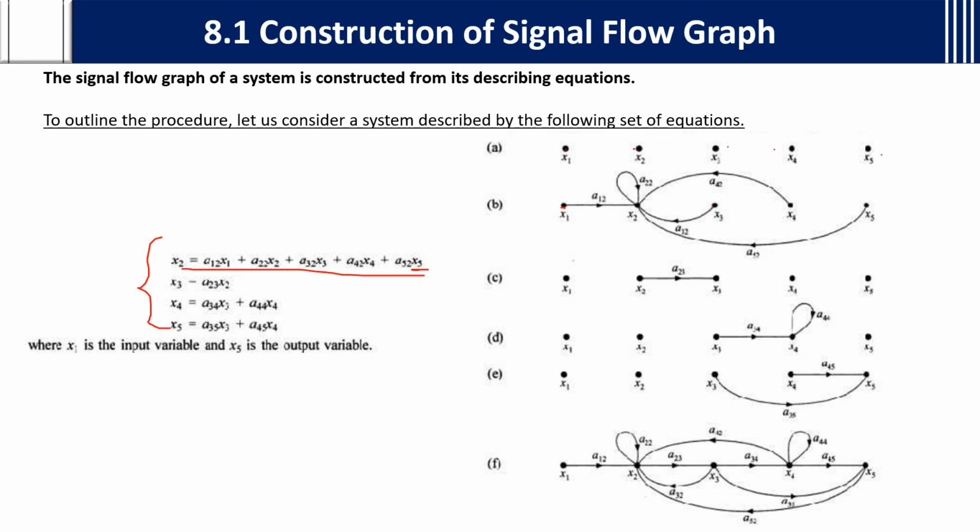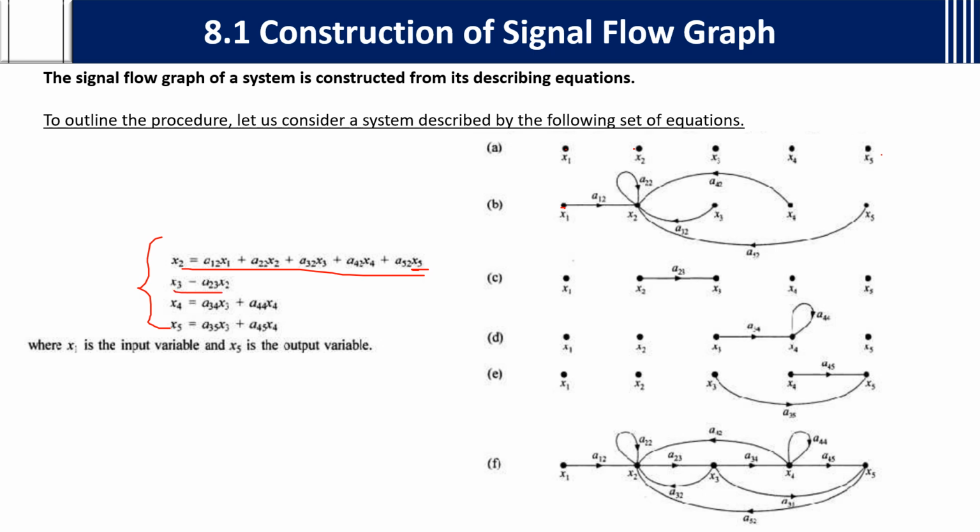a32 x3. Then you have a42 x4. Again feedback, from 4 to 2. a42 x4. Then a52 x5. Between 5 and 2, a52 is nothing but from 5 to 2, taken from the point of x5. Okay. This is the first equation.